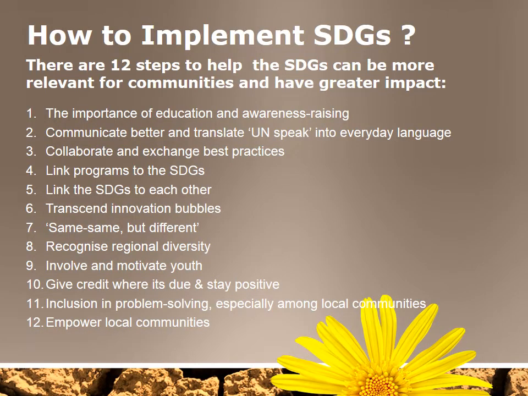How to implement the SDGs? There are 12 steps to help the SDGs be more relevant for communities and have greater impact. 1. The importance of education and awareness raising. 2. Communicate better and translate UN speak into everyday language. 3. Collaborate and exchange best practices. 4. Link programs to the SDGs. 5. Link the SDGs to each other.